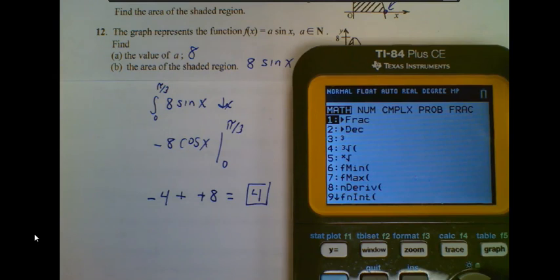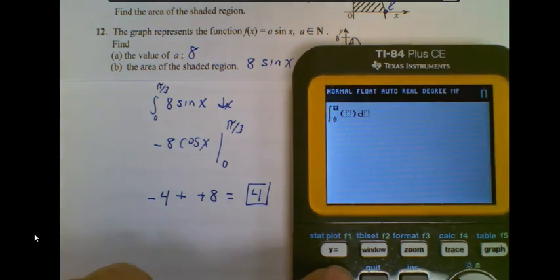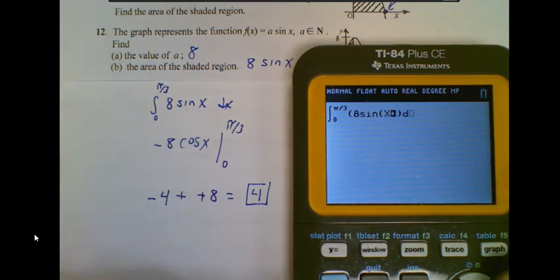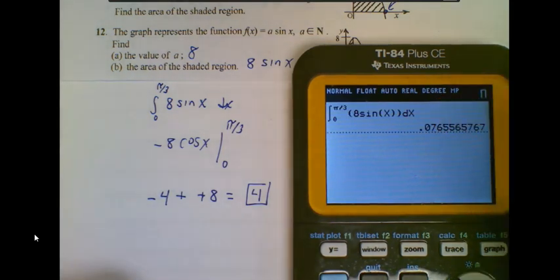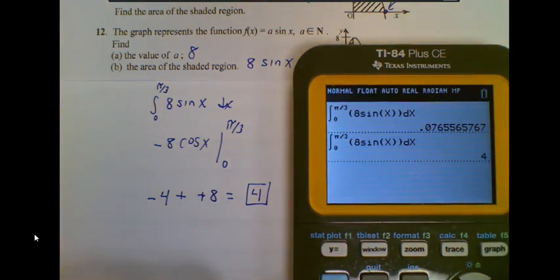So if I go to math, go down to number 9, which says function integral, it gives me that setup. I could certainly plug in my values from 0 to pi over 3. Right here I put the function, which is 8 sine x, and then dx. If I just hit enter, oh, I'm in degrees right now, that's why I'm getting a weird answer. If I change my mode into radians, then we got our answer.